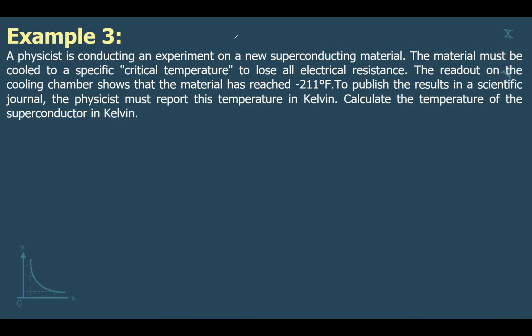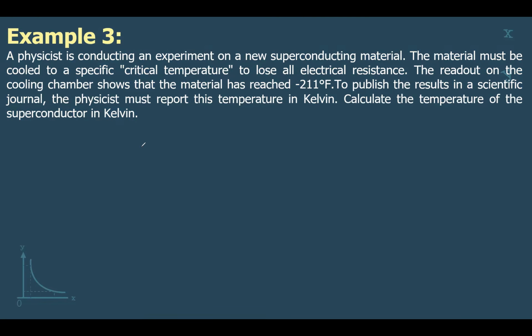Now, how about this one? Example number 3, a physicist is conducting an experiment on a new superconducting material. The material must be cooled to a specific critical temperature to lose all electrical resistance. The readout on the cooling chamber shows that the material has reached negative 211 degrees Fahrenheit. To publish the results in a scientific journal, the physicist must report this temperature in Kelvin.